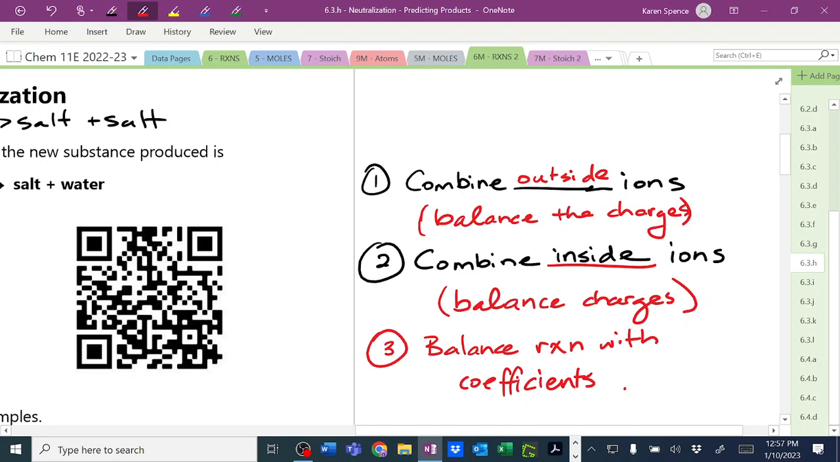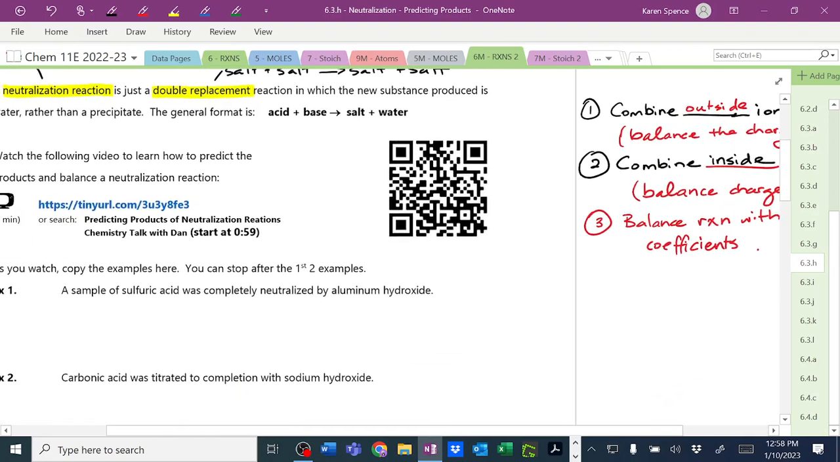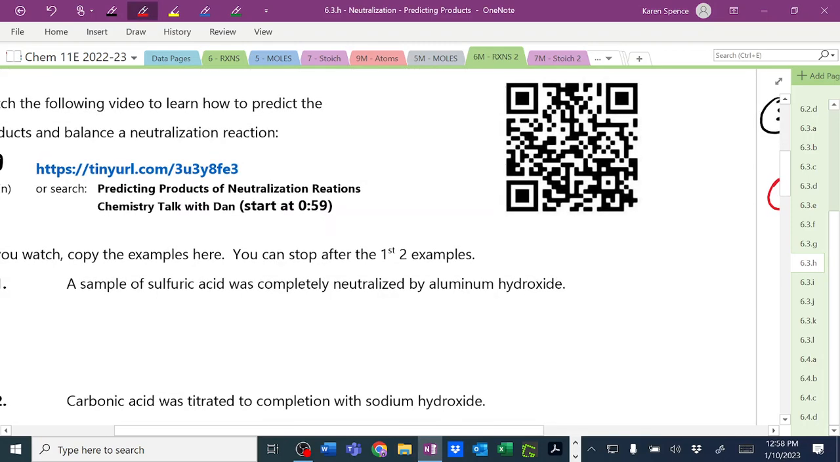Okay, so if you know how to do a double replacement, you know how to do neutralization. Combine the outside ions, combine the inside ions, then balance. Okay, and what the heck are those outside and inside ions? Let's take a look at an example to remind ourselves of what that means. Okay, so we have sulfuric acid.